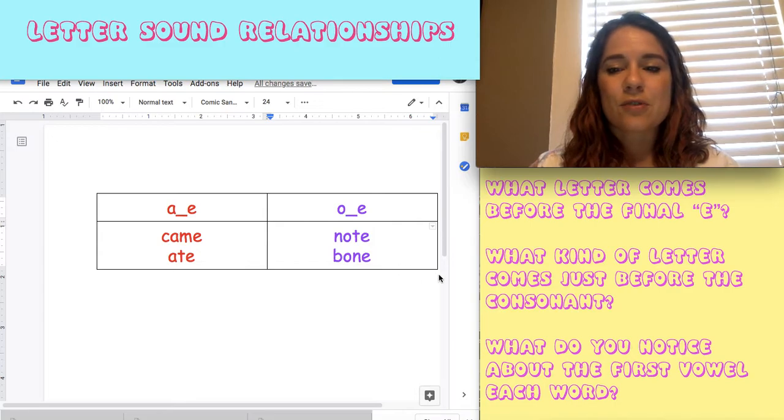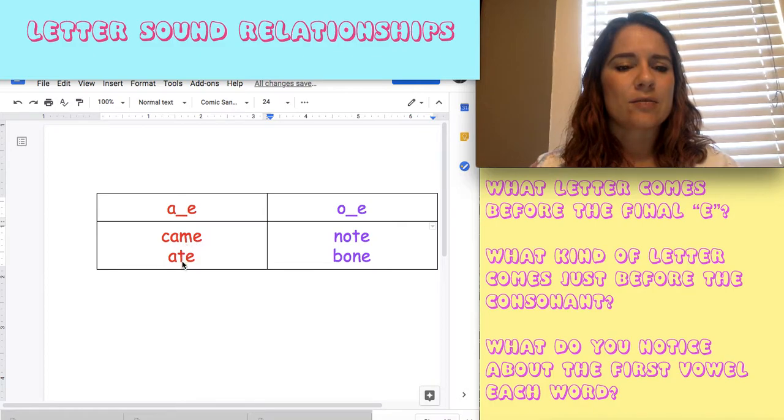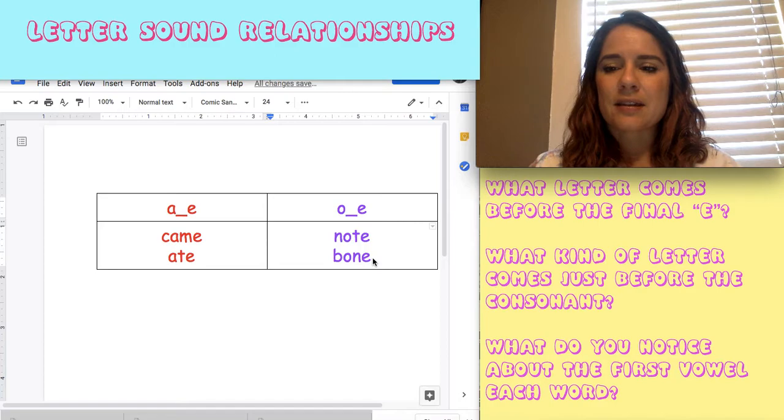I have another question for you. What letter comes before the final E or the silent E? What letter comes before that? What kind of letter is that? I'll give you some think time, okay?